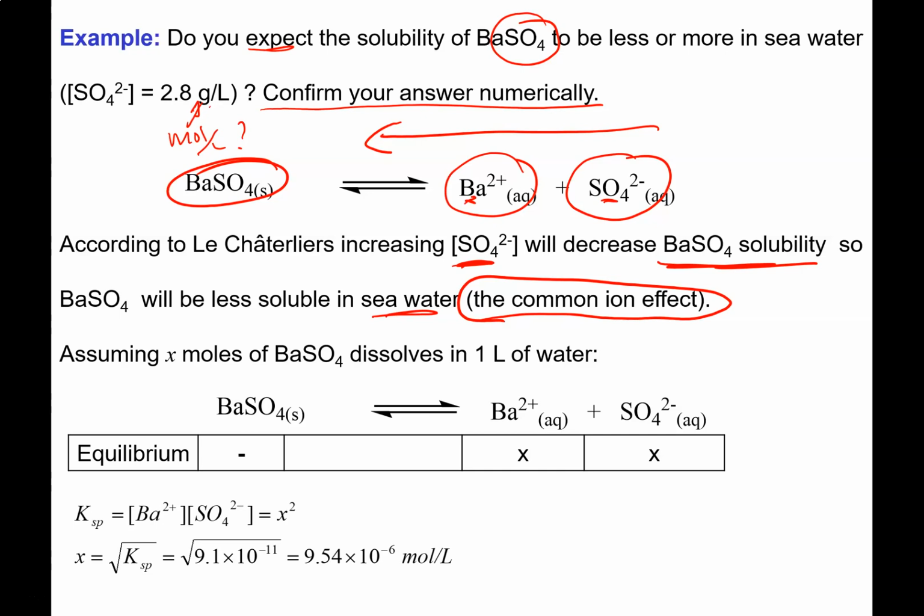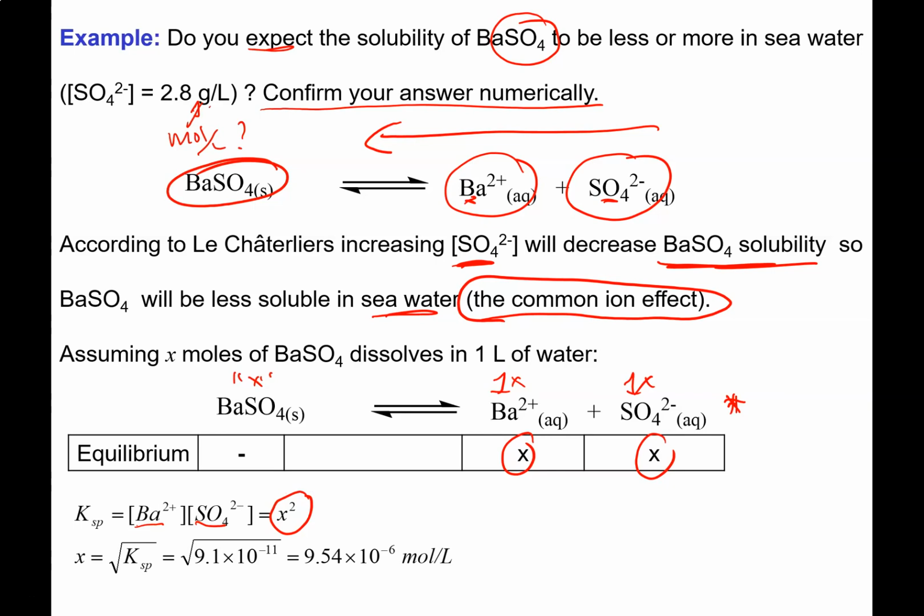So let's go through and figure out what the solubility of barium sulfate would be in fresh water. When this system comes to equilibrium, we would have X moles per liter of barium and X moles per liter of sulfate, because for every X of this that dissolves, we get 1X of each of these things. So that's easy. Ksp is just going to be the concentration of barium multiplied by the concentration of sulfate, and that's just going to be x squared.